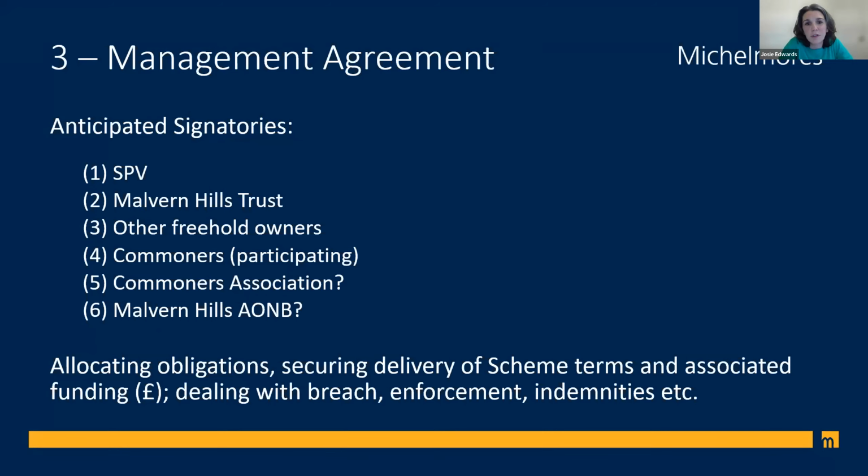Now the active commoners in the Malverns would deliver some of the management obligations we anticipate, and they will therefore, of course, be parties to this agreement alongside the freehold owners and any other stakeholders who might assist with the capital works or management. So again, perhaps the AONB may be involved in that context. So the parties to the management agreement won't be limited to landowners. It would contain detailed provisions dealing with default, breach, penalties, etc.